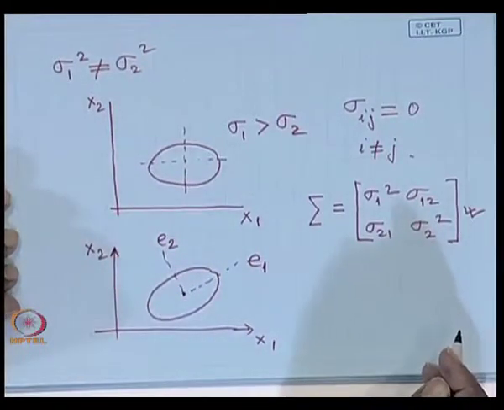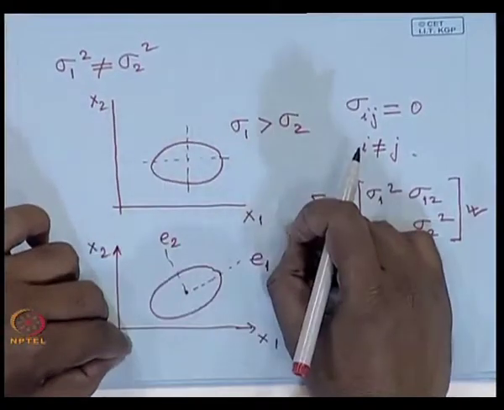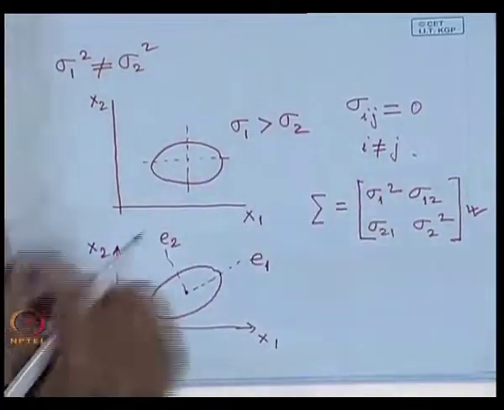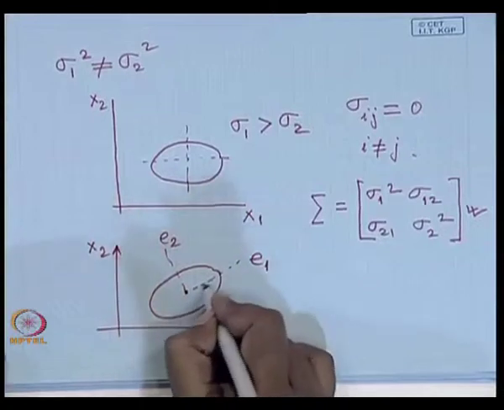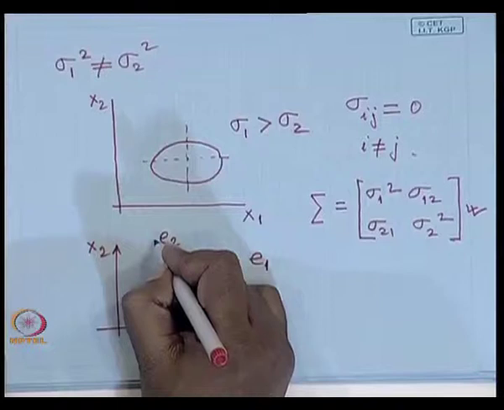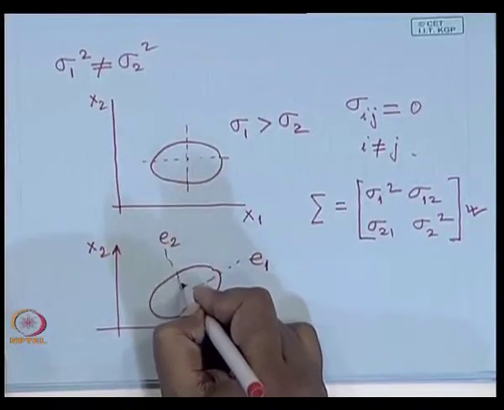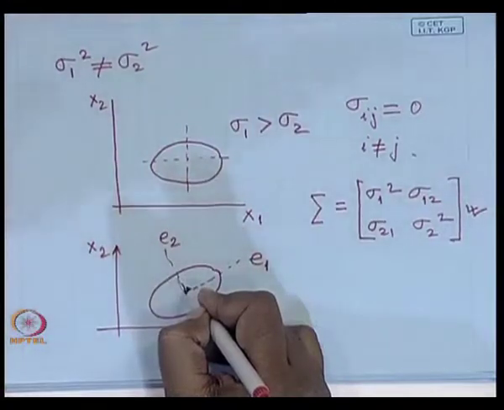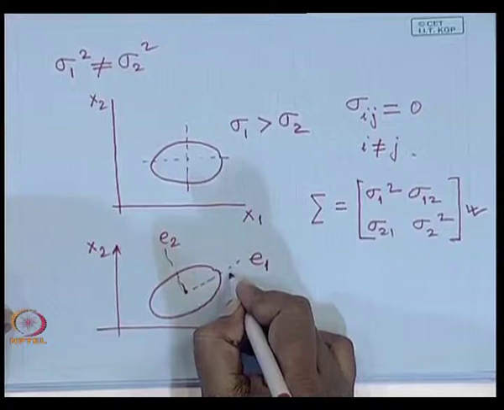Okay. And as I said, these directions actually tell you how the points are distributed. I will have maximum density around the mean. As I move along this direction, the density will go on reducing. As I move along this direction, the density will also go on reducing, but here the rate of decrease of the density function will be more, here the rate of decrease will be less. Is that okay?